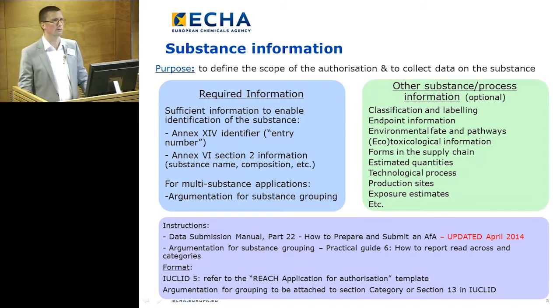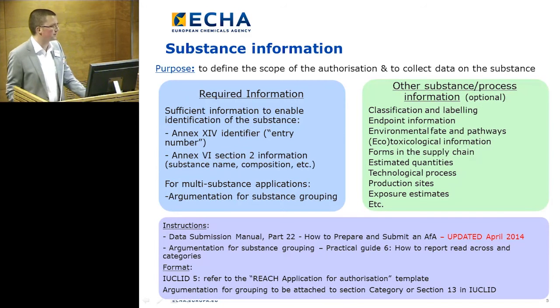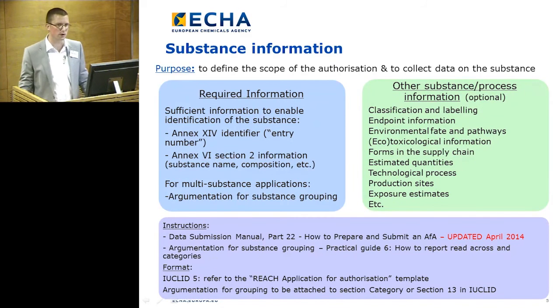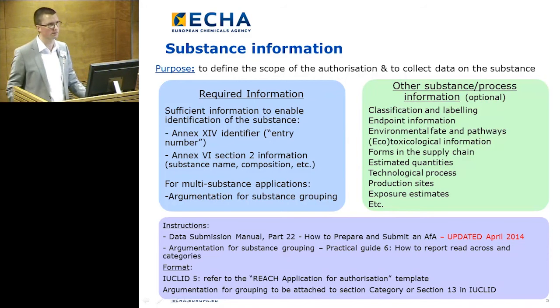I hope this is readable, but concerning the substance information, that's the first cornerstone of your application. It determines the scope. It determines exactly the substance that you are applying for. The required information has to be sufficient to enable us to identify the substance that you are applying for. It has to be the Annex 14 identifier, the so-called entry number, and Section 2 of Annex 6 information: substance name, composition, etc.